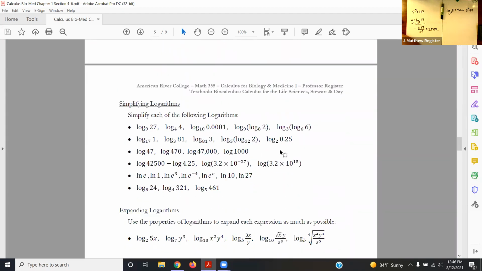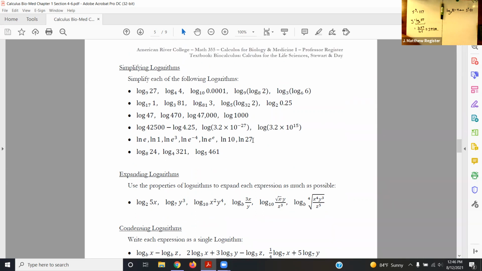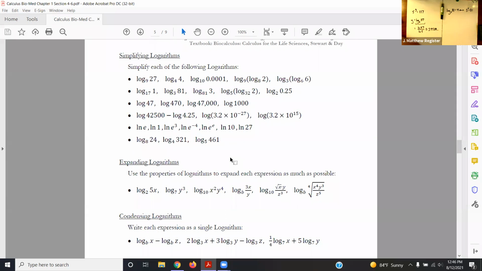And if you want, I have a ton of problems. I don't really plan on doing all of these because these are actually problems which I copied and pasted from my Algebra 2 course. Some of these should be fairly painless. Some of them are a little tricky, but they're not that bad. You should be able to do all of these without any trouble. All of these you should be able to do by hand.